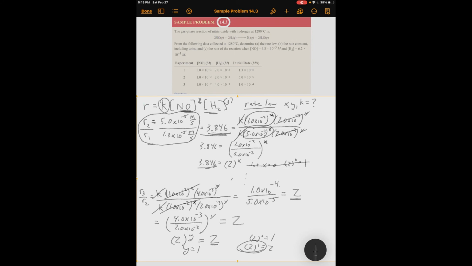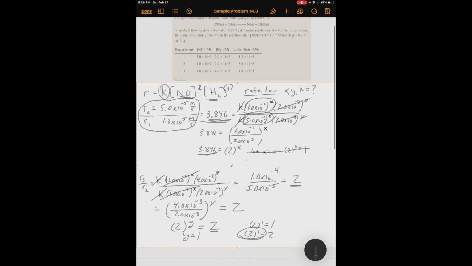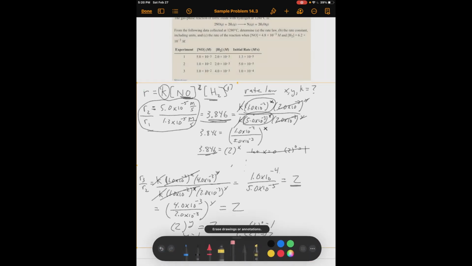Okay. So we're almost there. Now we just got to figure out what k is. K is not that hard to figure out. Okay, I'm going to get rid of some of this here.